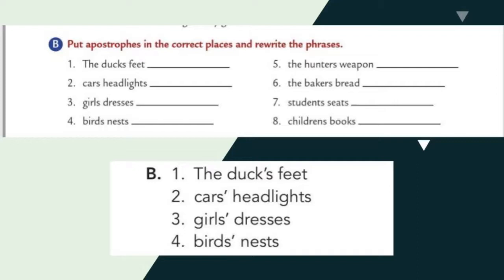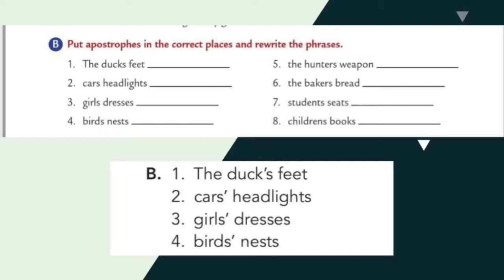So the plural noun here is birds. It means the nest belongs to the birds. So we should put an apostrophe after the noun birds. Birds' nest. Okay, the remaining four are there. You should try them in your grammar book.